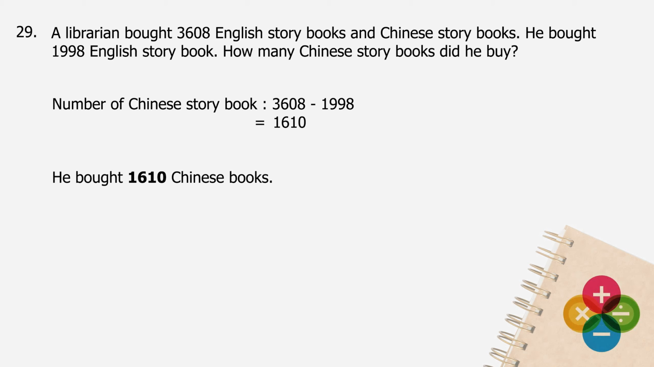The number of Chinese story books will be, subtract 1,998 from 3,608, and the difference is 1,610. He bought 1,610 Chinese books.